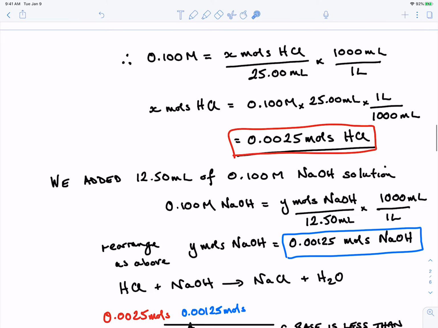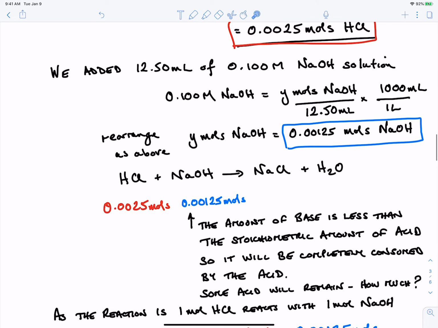So if we go back to looking at this equation, we started out with 0.0025 moles of HCl up here. We added some sodium hydroxide here, and this amount is going to react in a one-to-one relationship. And the amount of sodium hydroxide that we have is less than the stoichiometric amount of acid. So if this amount was 0.0025 moles of sodium hydroxide, it would completely neutralize the acid. We would end up with a neutral solution, which of course would have a pH of 7, but which is going to be the next question anyway.